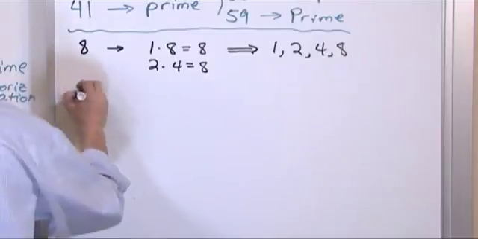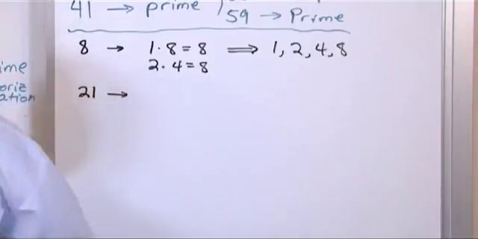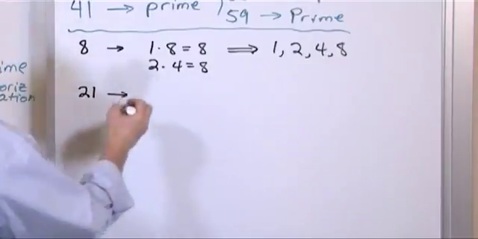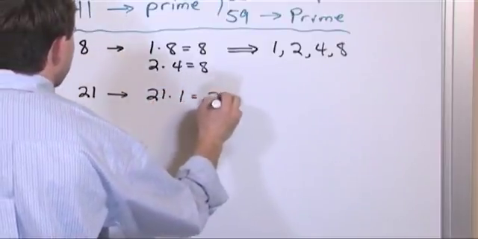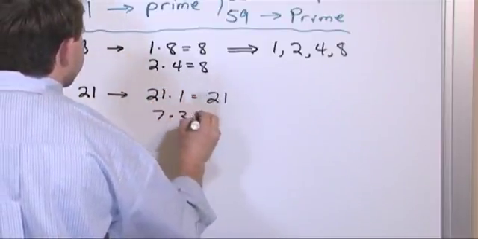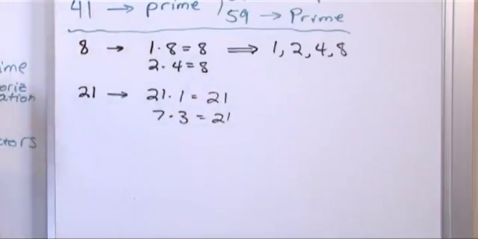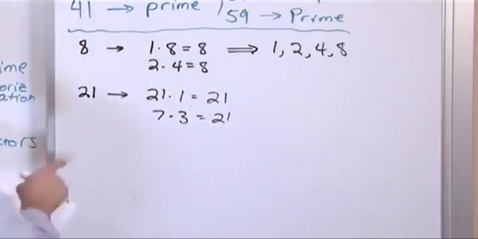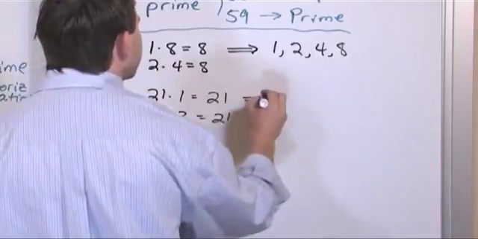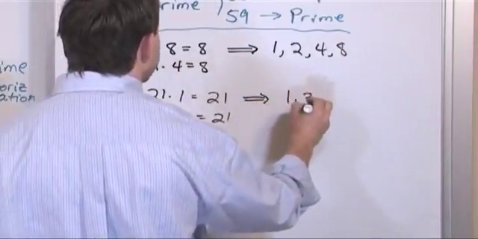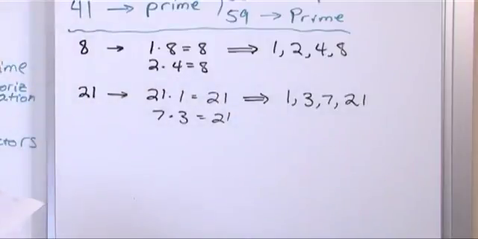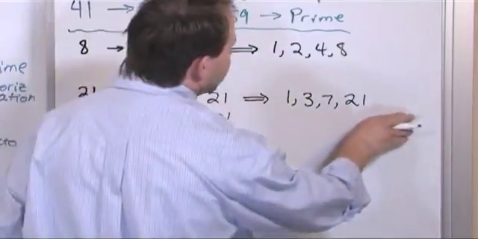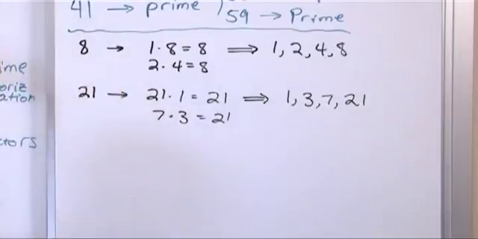All right, let's say 21. Well, how do we find the factors of that? We just try to multiply things together. 21 times 1 is 21, and 7 times 3 is 21, and those are about the only things that I can think of that can be multiplied together to give you 21. So the regular whole number factors are 1, 3, 7, 21. And those are what you would list for the regular factors. Notice that these are not prime numbers because we're not doing prime factorization here. We're doing a regular old factorization.